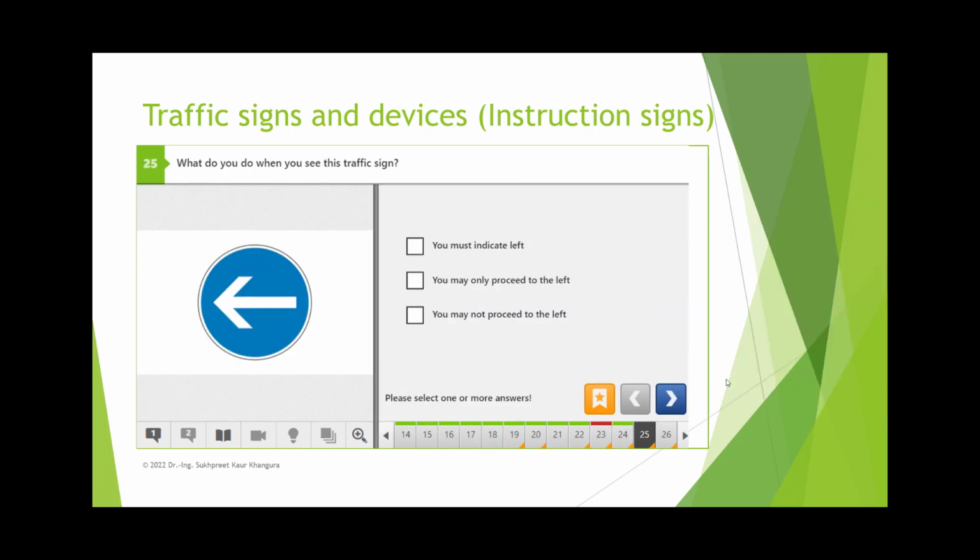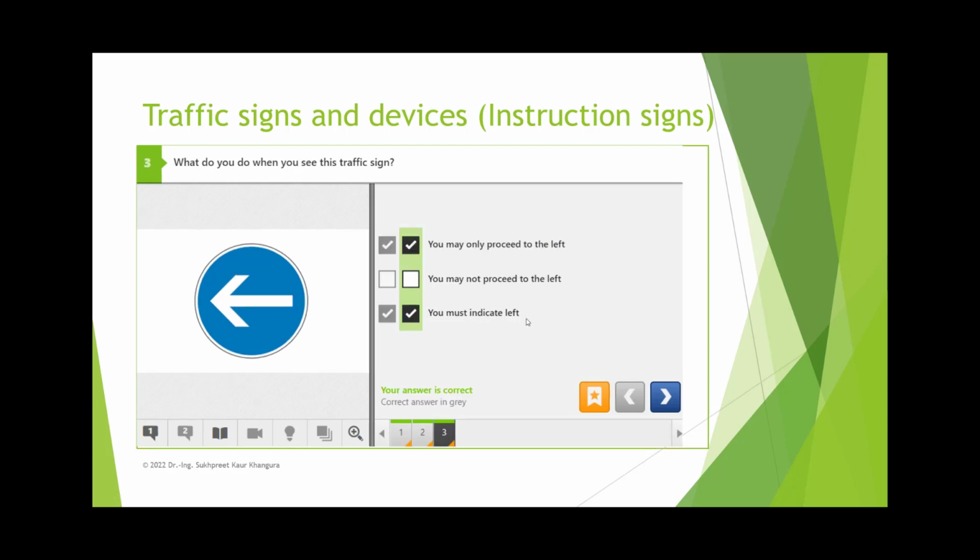Now we are going to do the questions which are related to these arrows. For example, as you see here. What do you do when you see this traffic sign? You must indicate left, yes. Since this sign is indicating towards the left-hand direction, it means you must indicate left. You may only proceed to the left, yes. This is the only option possible. You may not proceed to the left, this is wrong.